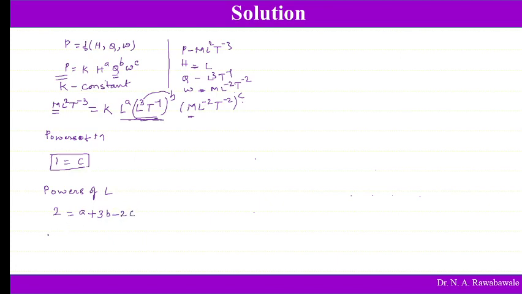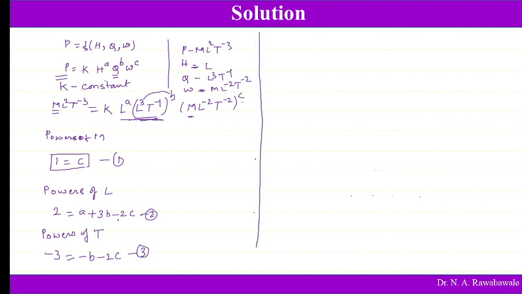Okay. Then we collect powers of T. When we collect powers of T, on the left hand side the power of T is minus 3, whereas the power of T on the right hand side is T to the power of minus 1B, that is minus B, and T to the power of minus 2C, that is minus 2C. So these are the three equations, 1, 2, and 3. We have three unknowns and three equations. Now we know the value of C, so we can substitute the value of C in equation number 3.